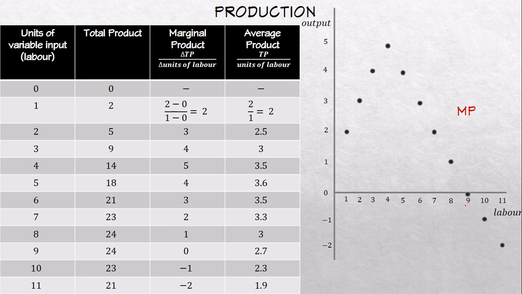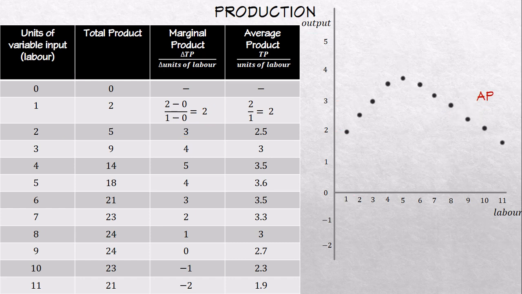So on the horizontal axis, I have the labor. On the vertical axis, I have the output. Then I put the corresponding values in there. When labor is 1, the marginal product is 2, as you can see. When labor is 2, the marginal product is 3. So you plot the points, then you draw your line beautifully to pass through them to get your marginal product.